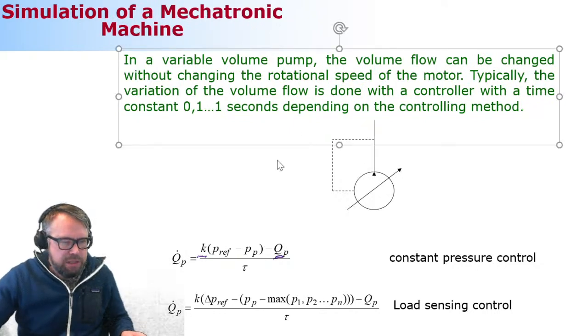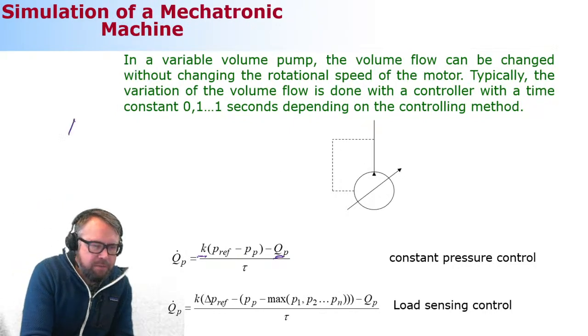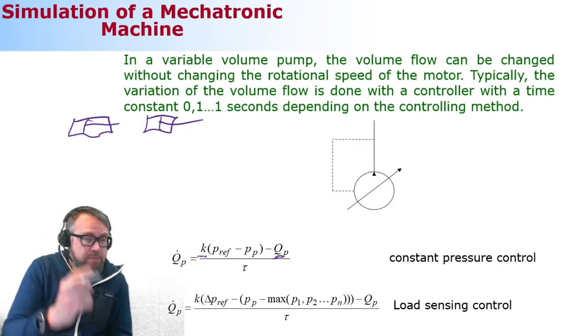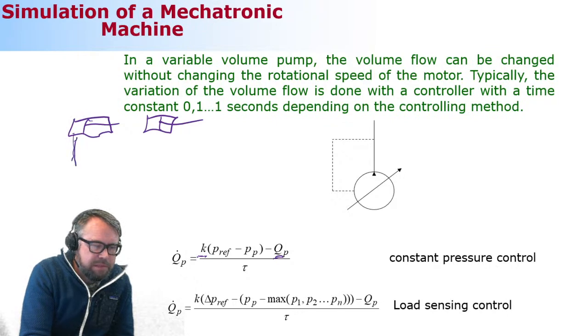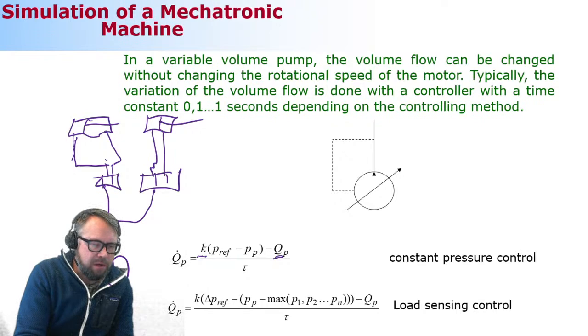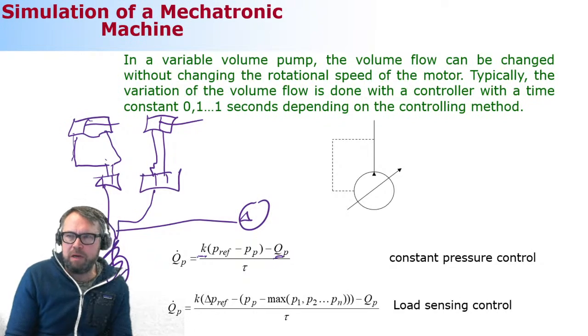Okay, now load sensing. Let me try to explain it here. So I have here several hydraulic cylinders. Let's just put two hydraulic cylinders to make this simple. And then we have, sorry that the drawing is somehow difficult today, a direction valve here. And there's another direction valve here. And the direction valves are then connected to the pump. I'm sorry, I'm plugging the views. The pump has to be here. So not this one, but the pump is going to be here.